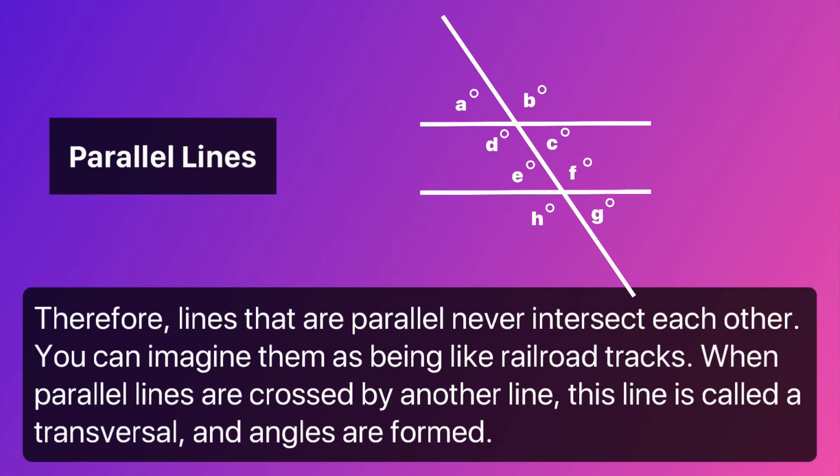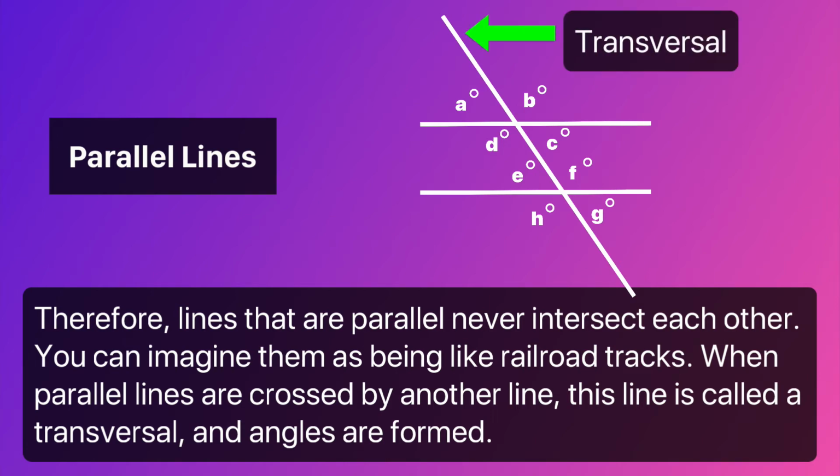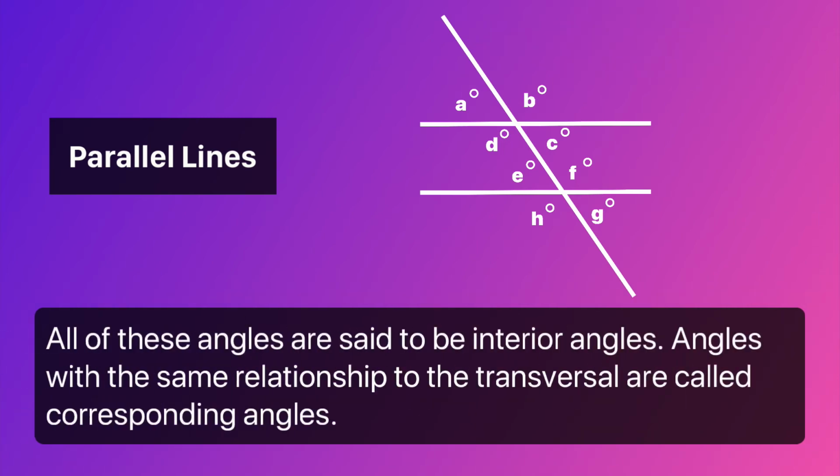When parallel lines are crossed by another line, the line is called a transversal, and angles are formed. All of these angles are said to be interior angles. Angles with the same relationship to the transversal are called corresponding angles.